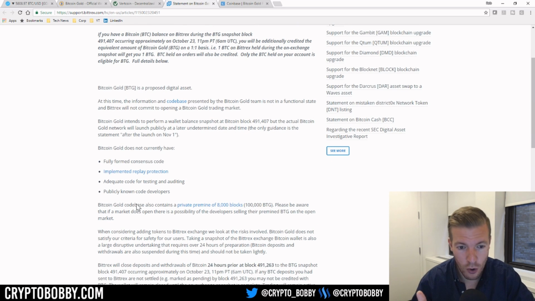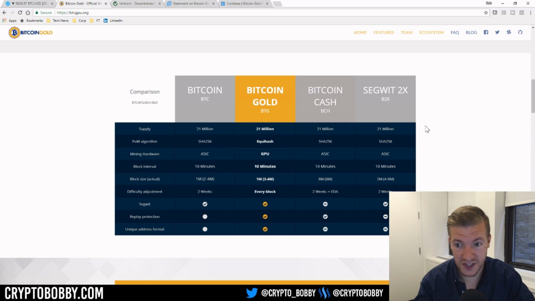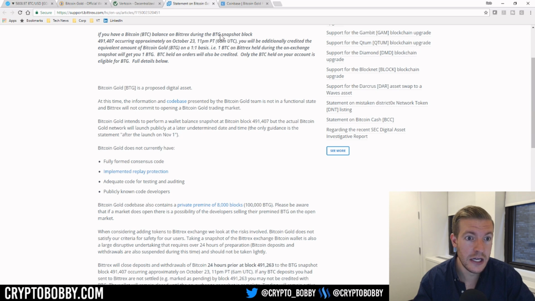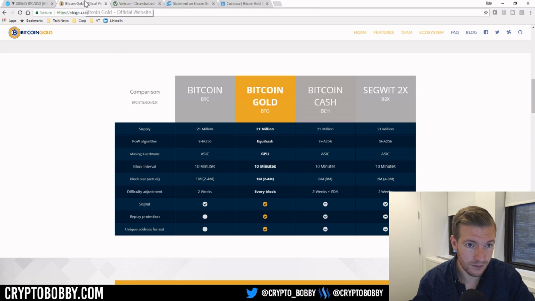a lack of replay protection. Bitcoin Gold says they have replay protection, but apparently Bittrex disagrees. A lack of adequate code testing and external audit, and then just a lack of publicly known code developers. So Bittrex has come out and pretty much ripped Bitcoin Gold's development team to shreds, kind of calling a bluff on some of these highlighted facts for Bitcoin Gold.